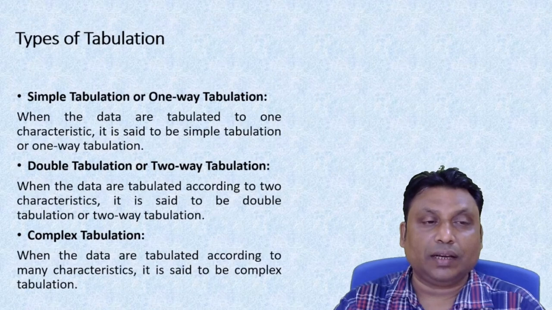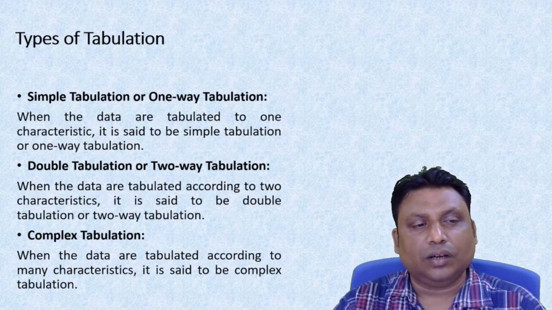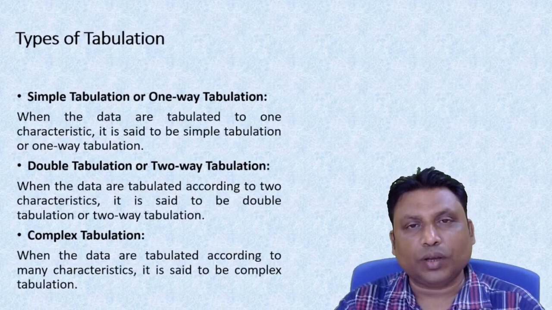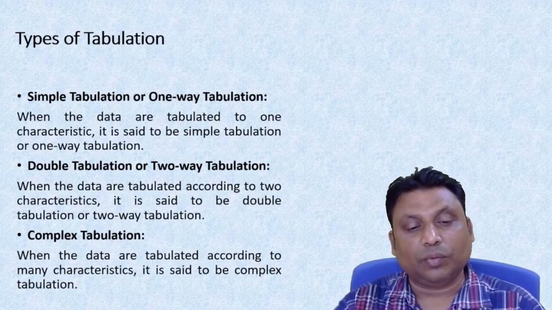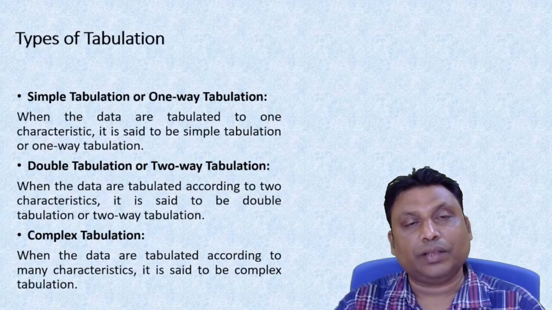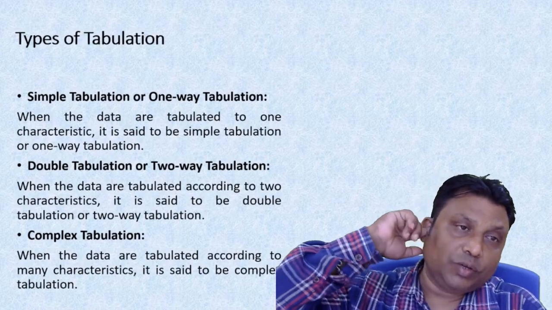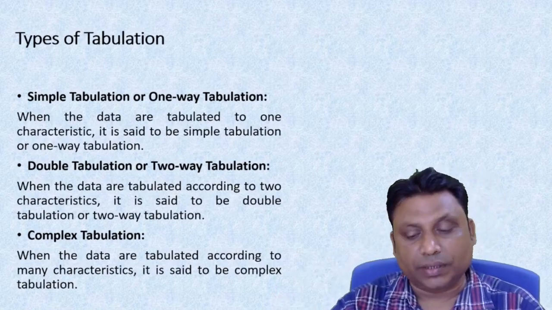So what is simple tabulation? When the data are tabulated according to one characteristic, it is said to be simple tabulation or one-way tabulation. Only one characteristic, suppose only gender. Double tabulation: when the data are tabulated according to two characteristics, suppose gender and income, you put the two characteristics together. This is a two-way tabulation. If more data is given, then this is called complex tabulation. When the data are tabulated according to many characteristics, it is said to be a complex tabulation. So generally, according to the characteristics, we have to use either a simple table, a double table, or a complex table. Clear or not?